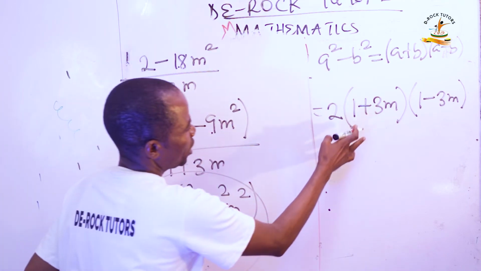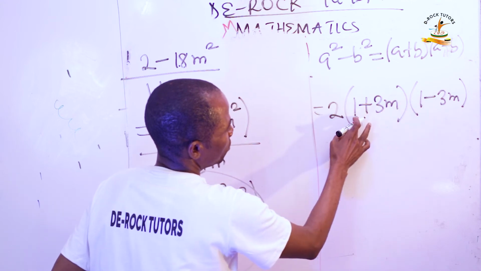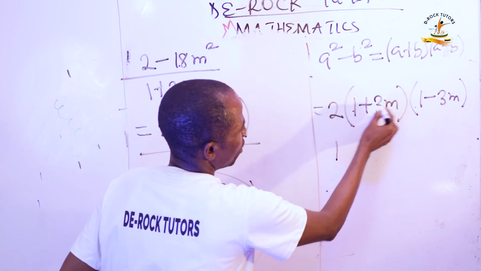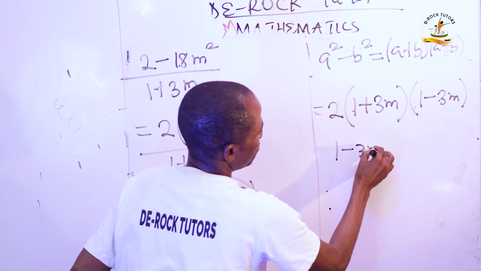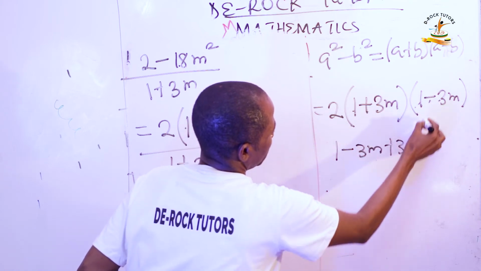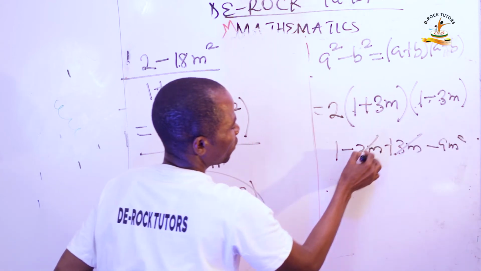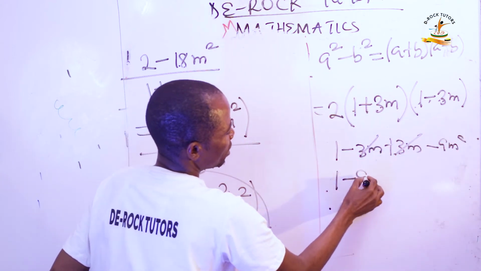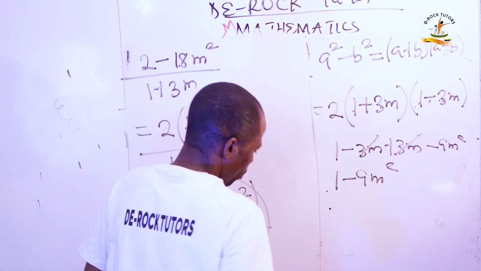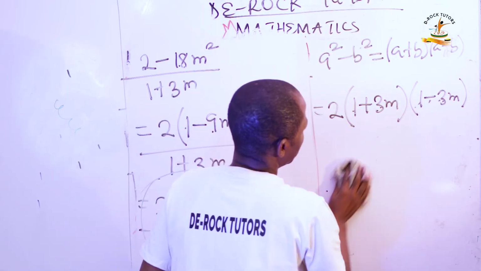You can even open the bracket. If you open the bracket, 1 times 1 will give us 1. Let's check quickly. 1 times minus 3m, plus 3m times 1, plus 3m times minus 3m, which is 9m squared. The middle terms cancel each other. We are left with 1 minus 9m squared. So you can see we are back here. What we are trying to do is make use of the difference of 2 squares.